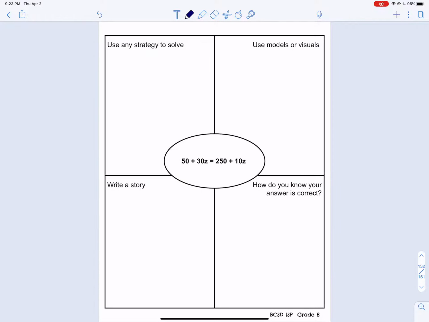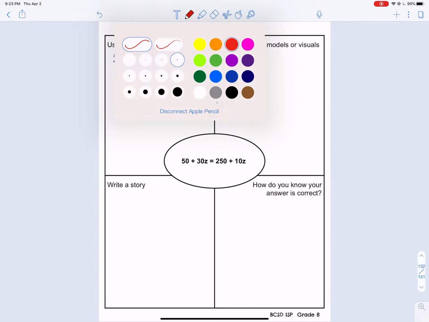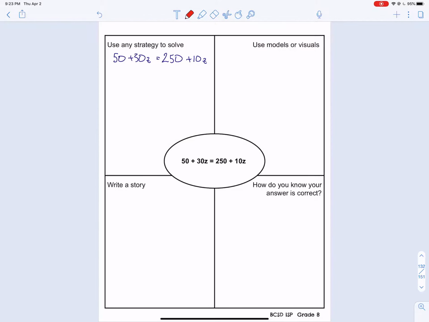All right, and then the last part, another equation to solve. I'm going to rewrite it. 50 plus 30z equals 250 plus 10z. So this time we have the variable on both sides. So we have a lot of options as to how we can start. And again, it doesn't matter. You will get the same answer. So you do not have to do it exactly how I do it.